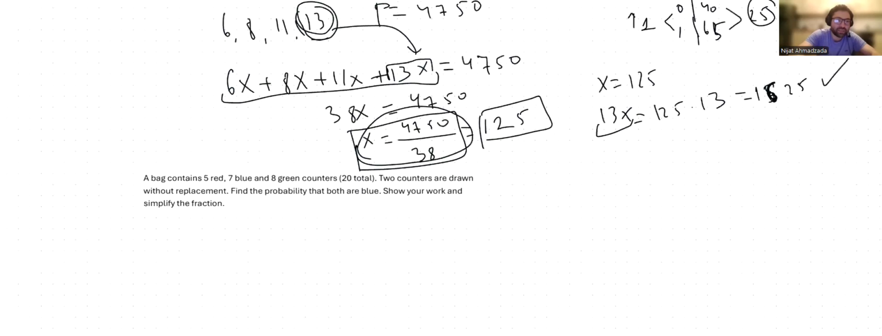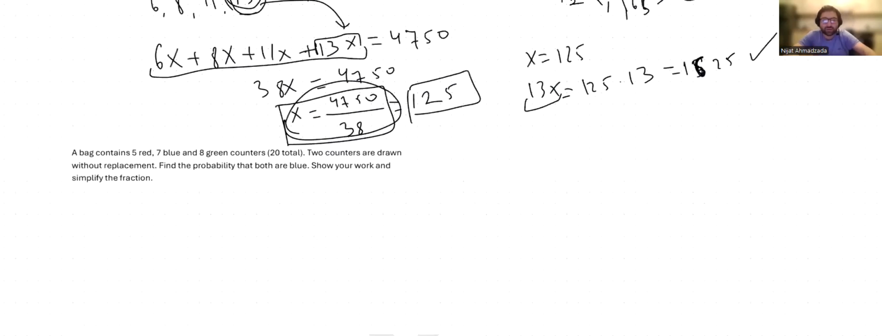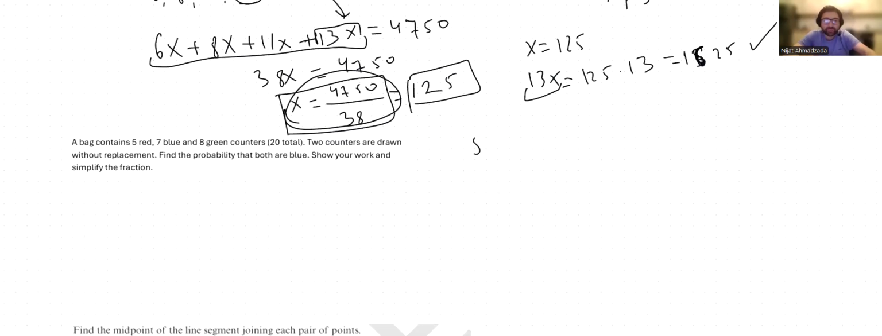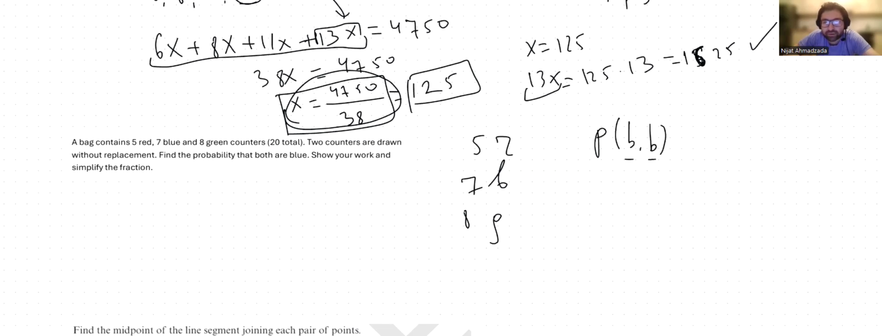A bag contains 5 red, 7 blue, and 8 green counters. 2 counters are drawn without replacement. Without replacement means that I'm taking a counter and then I am not putting it back. So I'm just leaving that counter. Find the probability that both are blue. So blue, blue. Okay. So what is the probability?